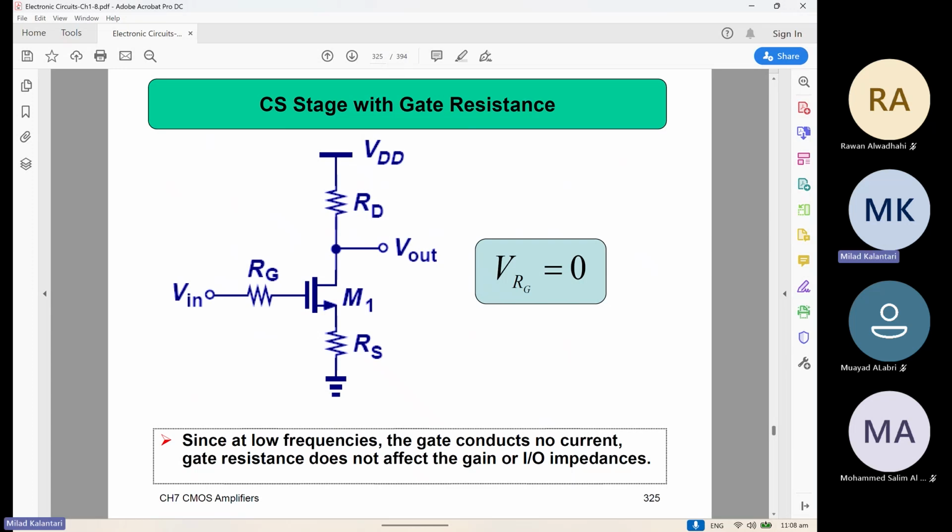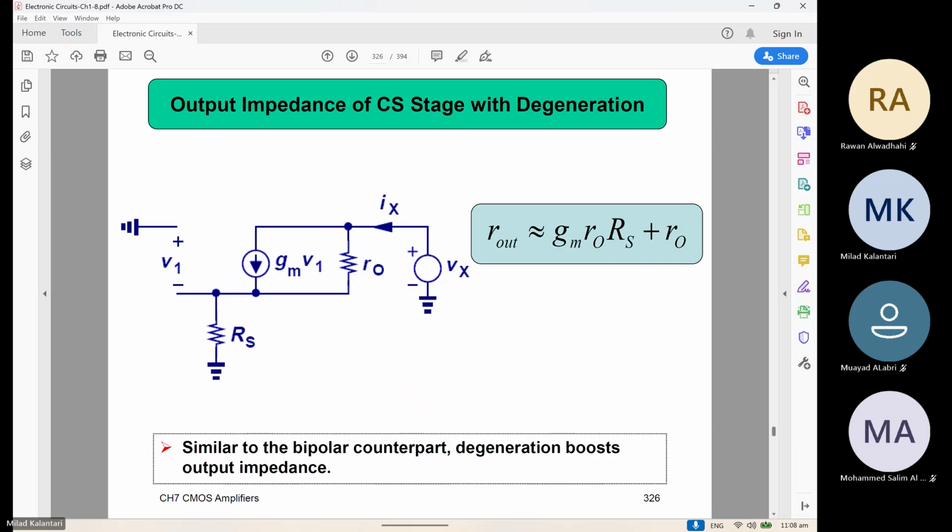the other way is we assume that there is RG, but this RG doesn't do anything for the MOSFET because there is no current passing through the gate. Basically, the V in is just over here, right? Since the impedance is high. And then again, we can calculate the R out of the device in presence of the RS, which is pretty much similar to whatever we had before.